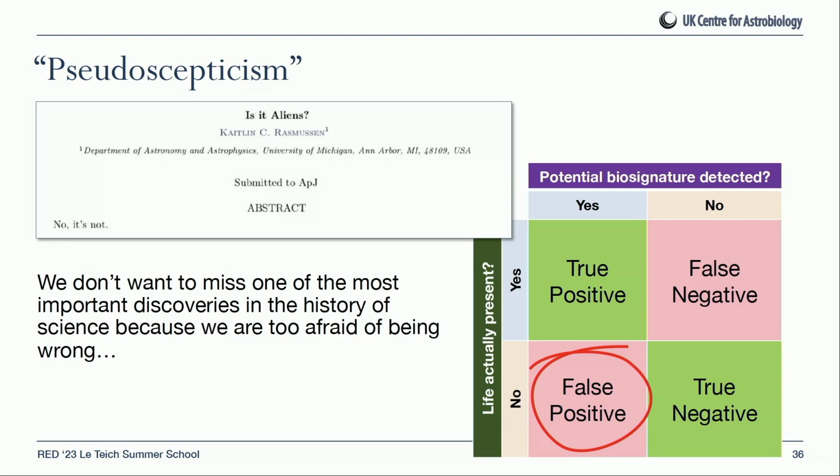And I would say, okay, we've talked a lot about false positives, but if we always take this approach, then we're going to have some false negatives. We're going to miss out on what could be one of the great discoveries in the history of science, because we were too afraid of being wrong that we weren't willing to deal with a hypothesis that maybe makes us a bit uncomfortable.